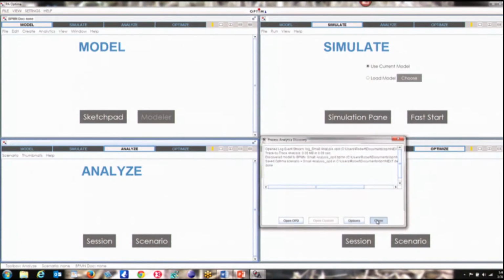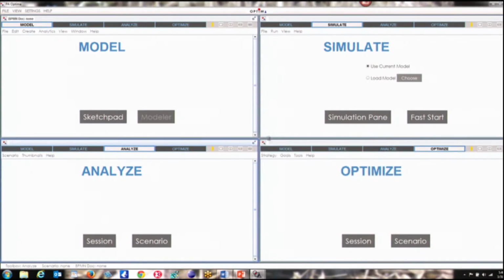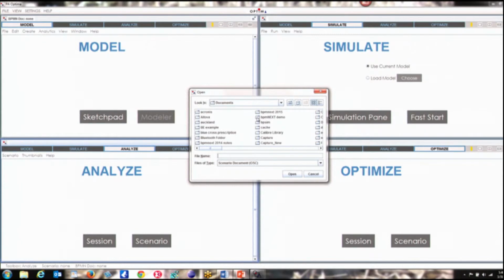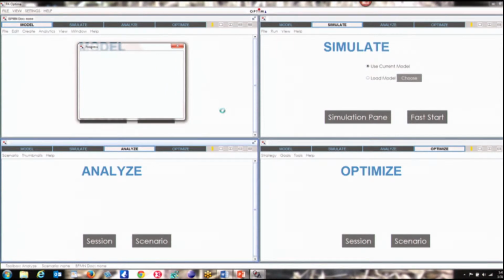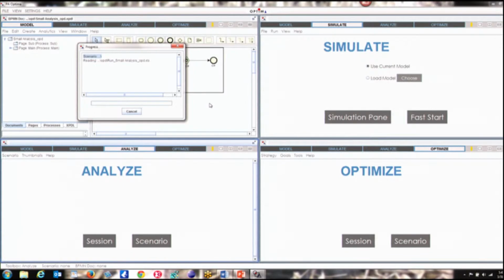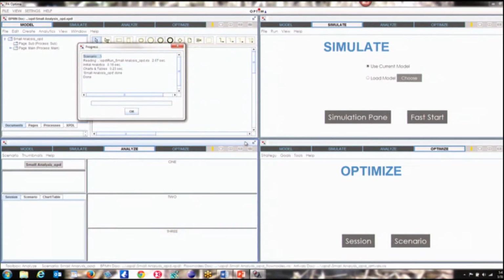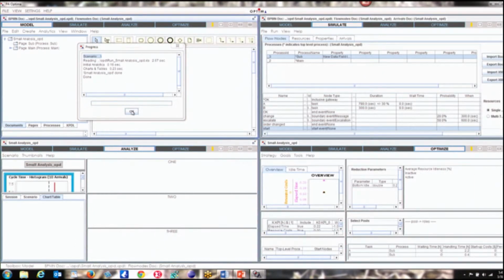So now, I said we created a scenario. So what I'm going to do is load that scenario. We were looking in bpmNEXT, in the small analysis, and the OPD folder holds discovered models. And there's our model. It's letting us rename the scenario if we want to. I don't want to do that here.